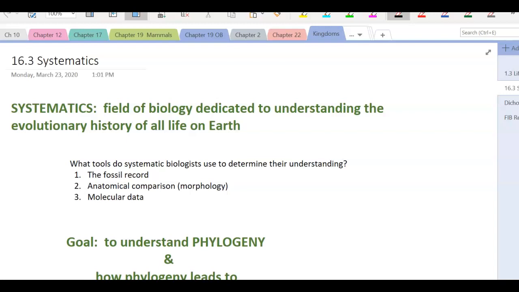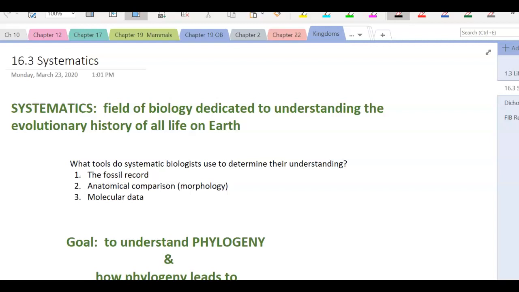All right, section 16.3 deals with systematics, and as defined in your book, that's the field of biology dedicated to understanding the evolutionary history of all life on Earth. And so those scientists that are dedicated to systematics will use the fossil record, both absolute dating and relative dating. They'll also compare the form and structure between organisms to see if they're related.